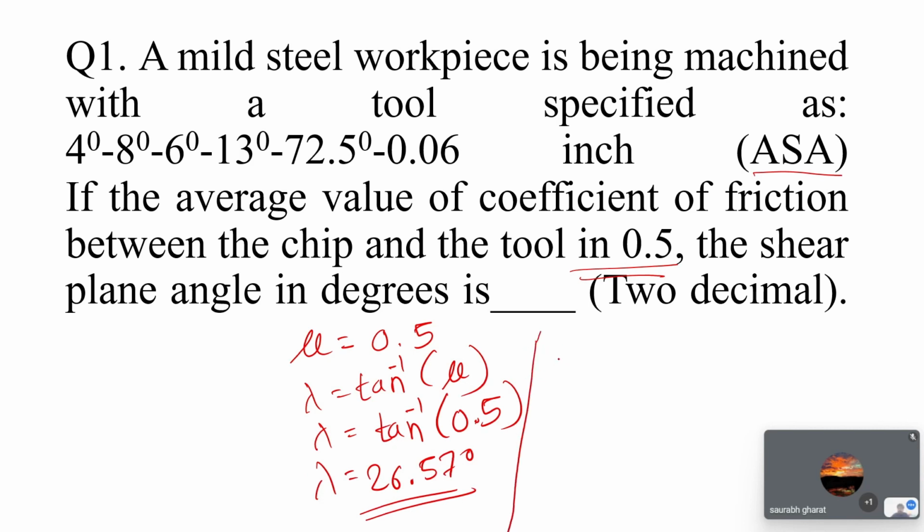When you get lambda, we know the Merchant's circle equation. The Merchant equation for shear angle: 2 phi plus lambda minus alpha is equal to 90 degrees. You have lambda and alpha, and here alpha is actually 8 degrees. It is in ASA, so this will be your rake angle, this will be your inclination angle. I showed this many times in the previous case.